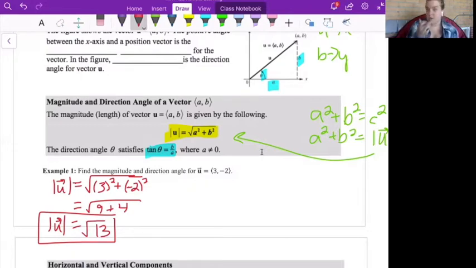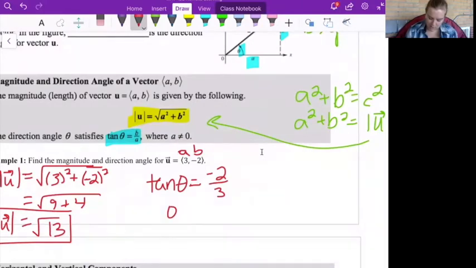And then if we want our direction angle, we're going to do tangent of theta equals, this is A and B. So tangent of theta is going to be negative 2 over 3. And so then this is where we use our calculator, and we get that theta equals tangent inverse of negative 2 over 3. And now our calculator is going to give us that this is negative 33.7.